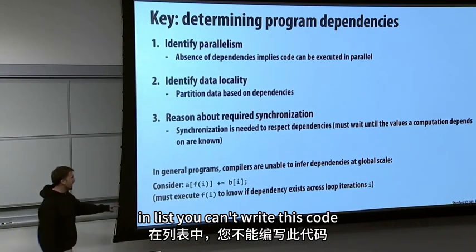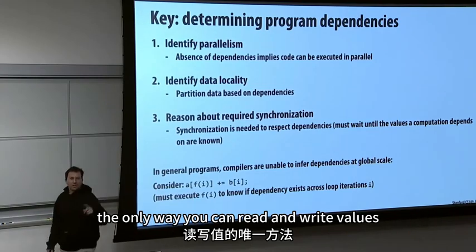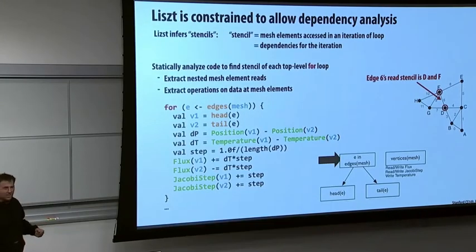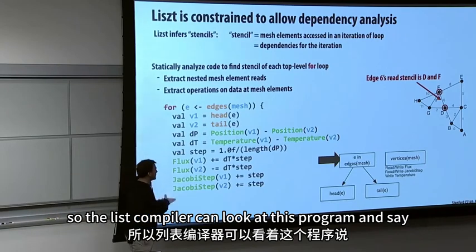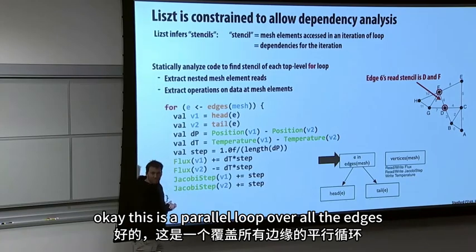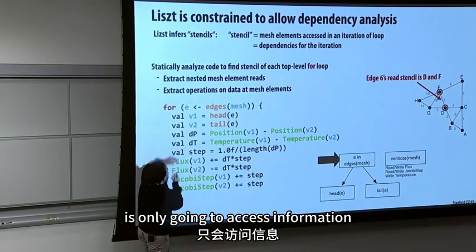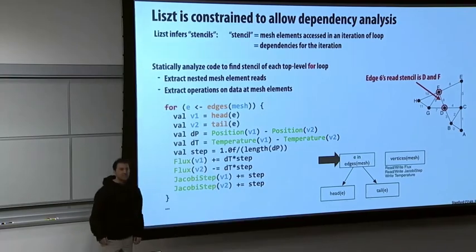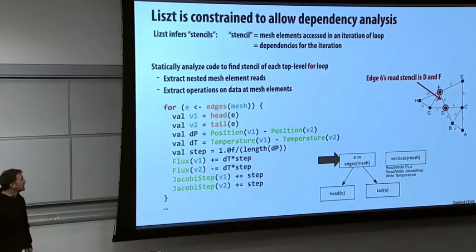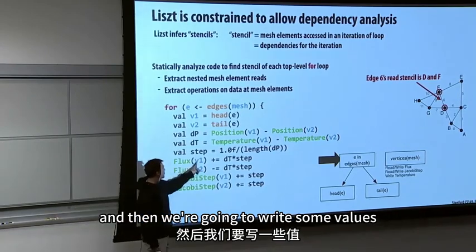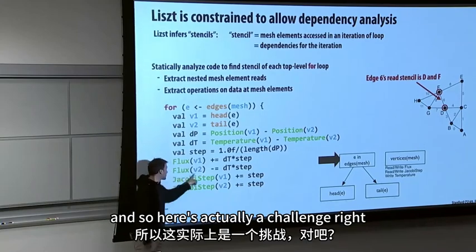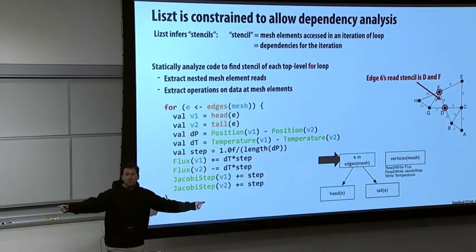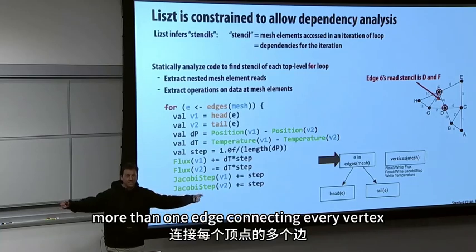In Liszt, you can't write this code. The only way you can read and write values is by querying them from positions of the mesh. So the Liszt compiler can look at this program and say, okay, this is a parallel loop over all the edges, and every body of the loop is only going to access information on the vertex on either side of the edge. So now all the dependencies are known. And it even knows that we're going to read some values, and then we're going to write some values. And so here's actually a challenge, right? Every edge is going to update values on the vertices, which means what? There's more than one edge connecting every vertex.